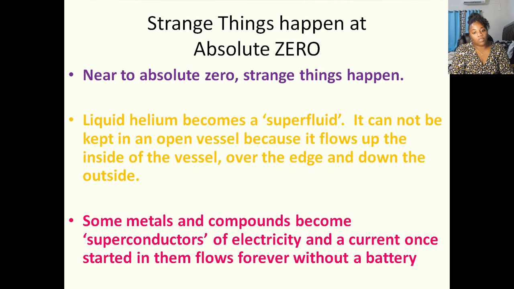Near to absolute zero, strange things start to happen. For example, liquid helium becomes a superfluid. It cannot be kept in an open vessel because it flows up the inside of the vessel, over the edge, and down the outside. Some metals and compounds become superconductors of electricity, and the current once started in them will flow forever without a battery.